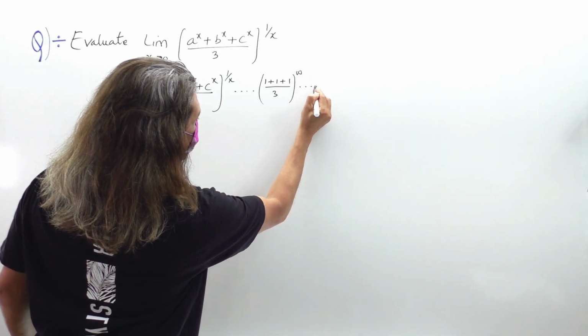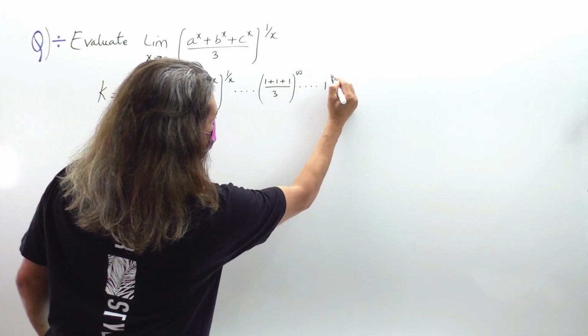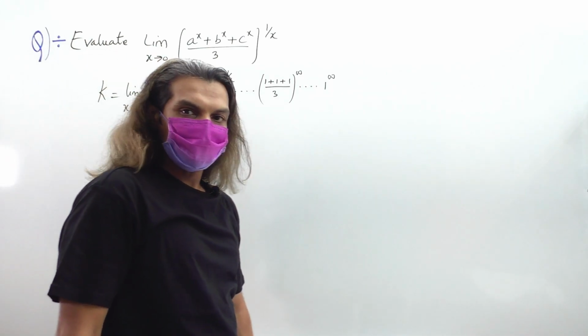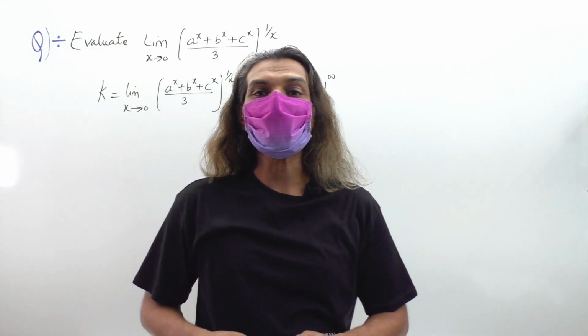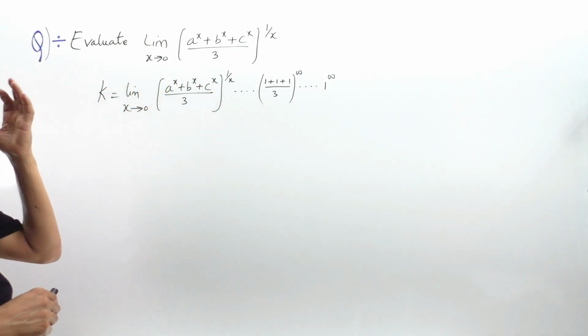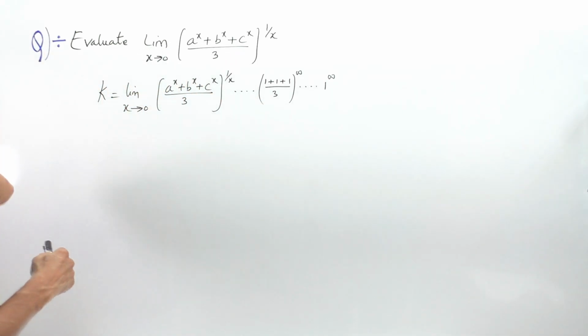That will be nothing but 3 by 3, 1 raised to infinity. Okay, this form. Now, such forms need logarithmic transformations, right? So what do you do? You apply log on both the sides.